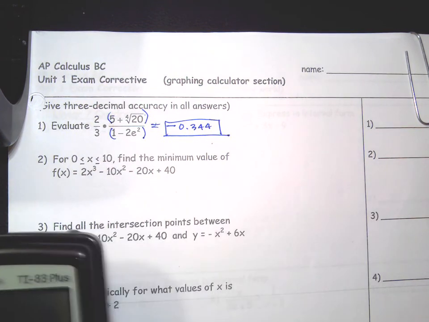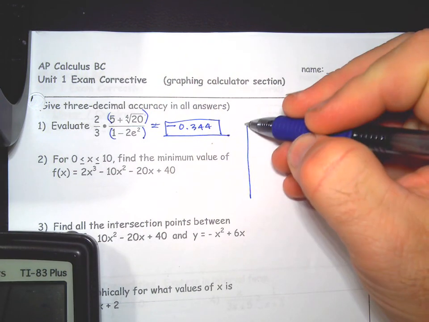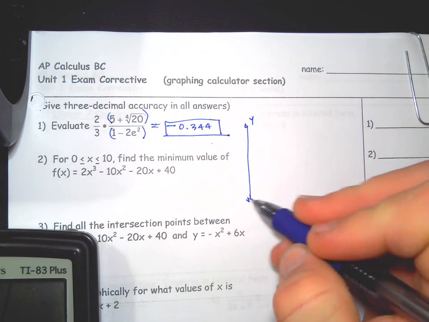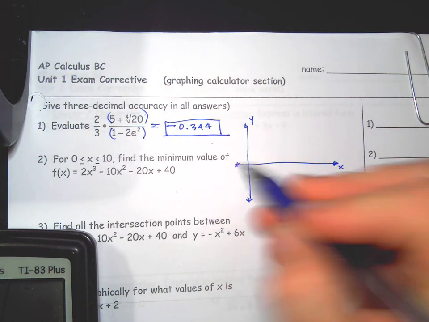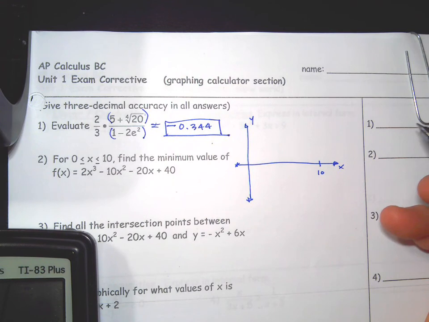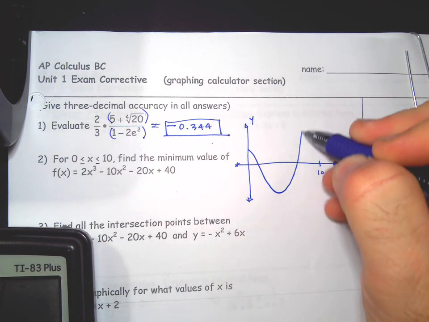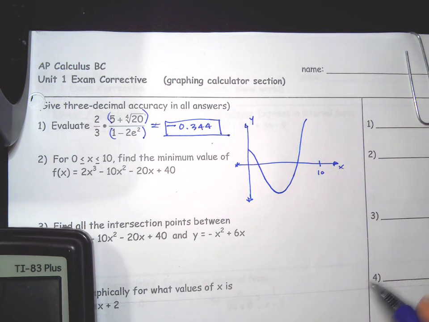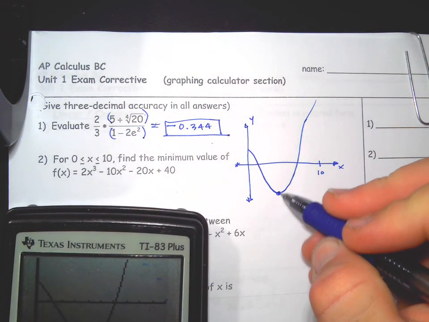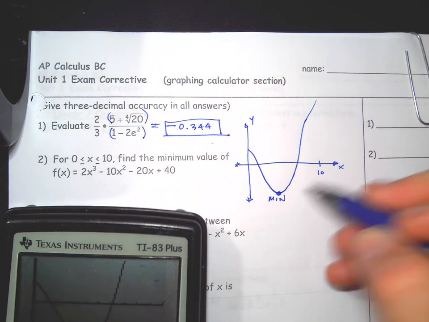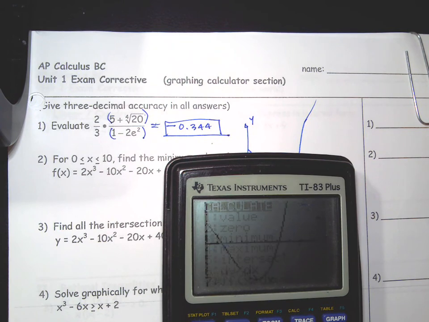So I want to sketch. Kind of indicate that we're looking at 0 to 10. You don't really need to have the y-axis or anything, but I feel like this is kind of important. Okay, so we're looking for this. This is the min. You could label on your picture, but second calc, number 3, minimum. You've got to tell where to look for it.